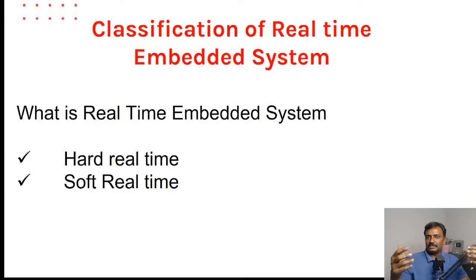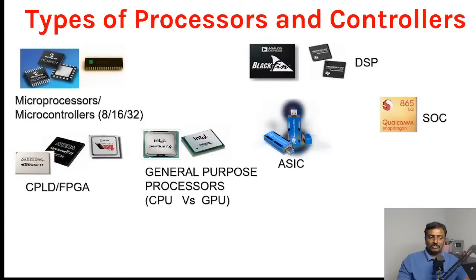Soft real-time system means it may degrade the performance. Examples: a gaming device or a virtual reality device. If it misses a deadline, there will not be a big havoc, but it degrades the performance. So that is called soft real-time. There are a lot of processors in the market, like microprocessors, microcontrollers, DSP processors, digital signal processors, CPLDs and FPGAs.